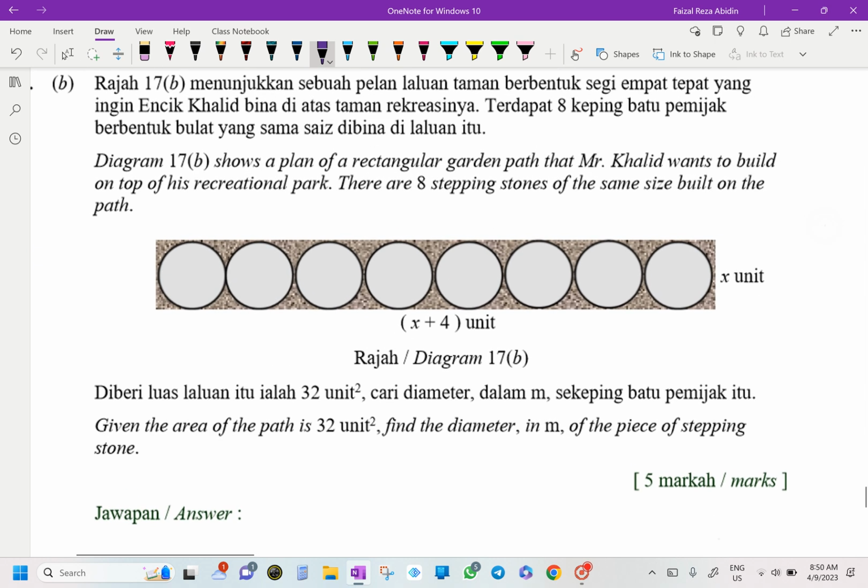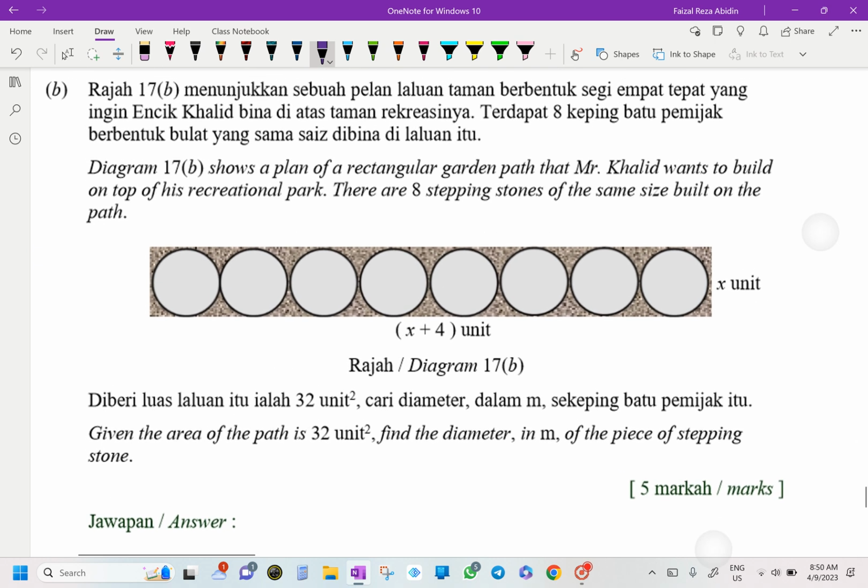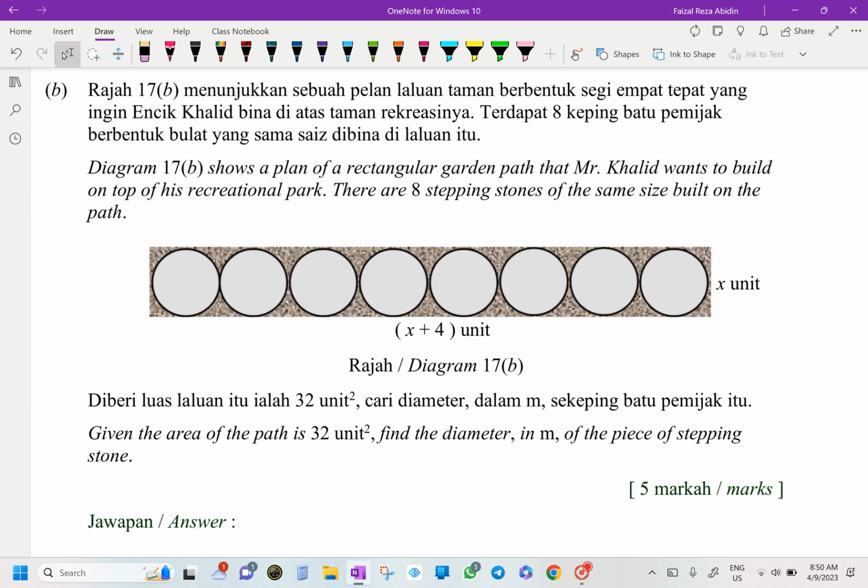Okay. Still our 17B here. Diagram 17B shows a plan of a rectangular garden path that Mr. Khalid wants to build on top of his recreational park. There are 8 stepping stones of the same size built on the path. Given the area of the path is 32 units square. Find the diameter in meters of the piece of stepping stone.